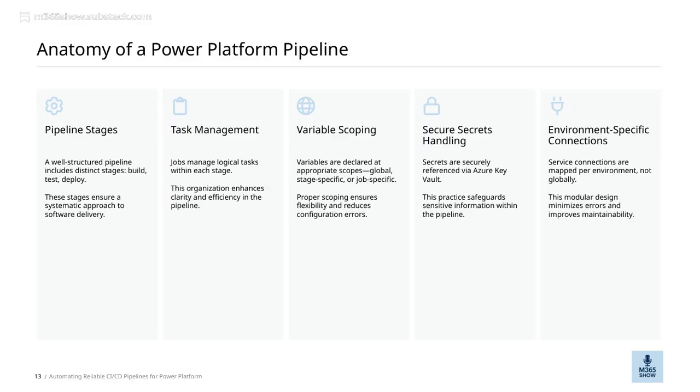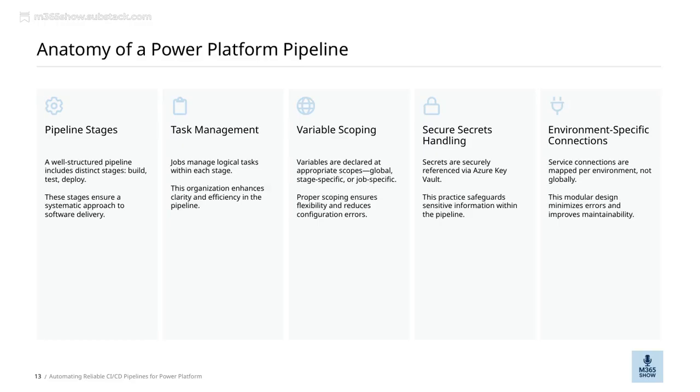Next, we have secrets, which are securely referenced via Azure Key Vault. This is a best practice because it safeguards sensitive information, like credentials or API keys, ensuring they aren't exposed within the pipeline. It's all about keeping our data secure while maintaining smooth automation.